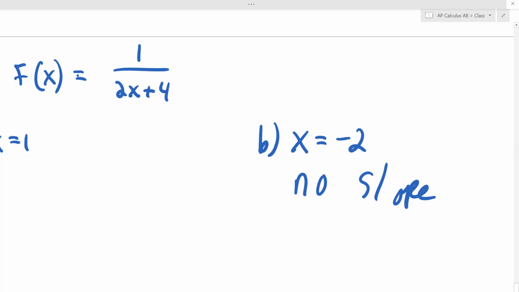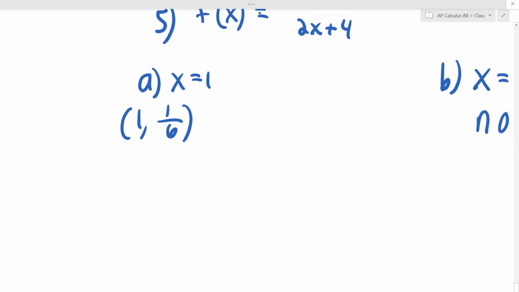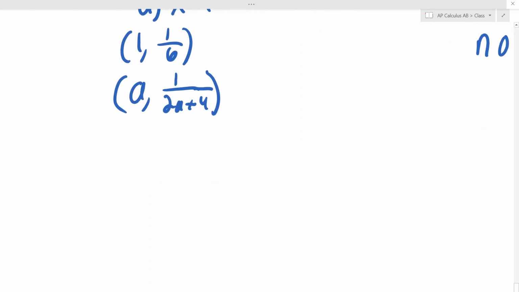Cool. Find the slope at 1. We can do that one. We take the point 1 comma 1/6, which is the point we care about. And then we take the point a comma 1 over 2a plus 4. I'm going over this one because kids had questions on this from previous classes, so I figure you guys want to go over this maybe. Okay? But the setup's the same. Everybody okay with that? We have our point we care about and the made up point that can be anywhere. Cool. We're going to find the slope between them.